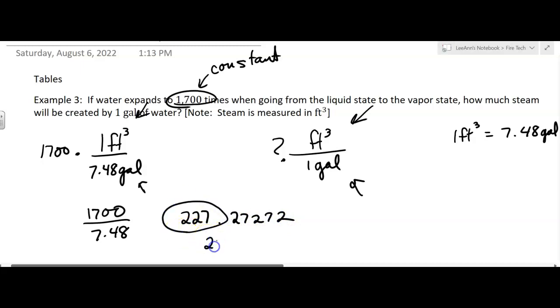So it's going to be 227 cubic feet per gallon. So for every gallon of water, you're going to get an expansion of 227 cubic feet for the steam. Okay.